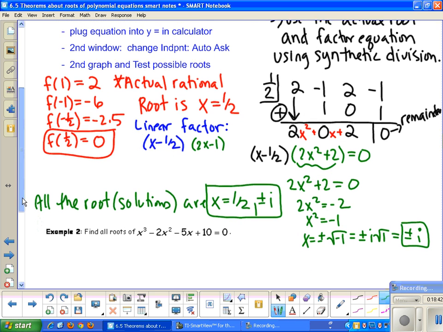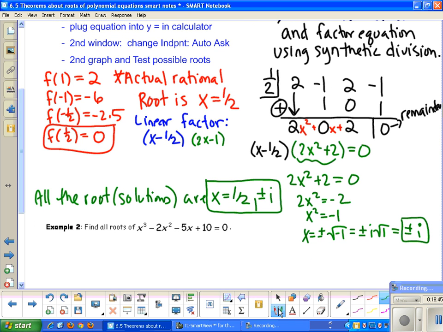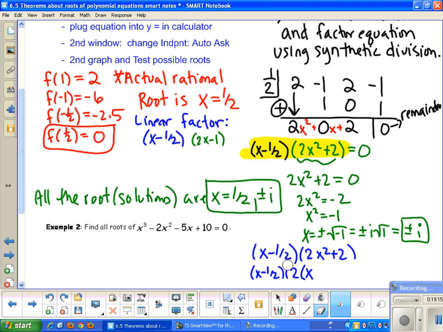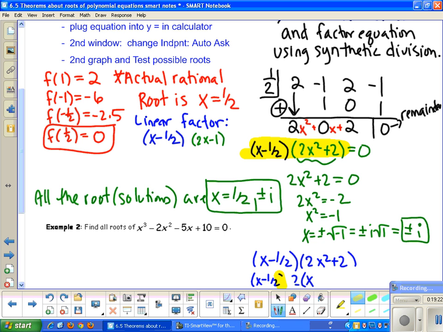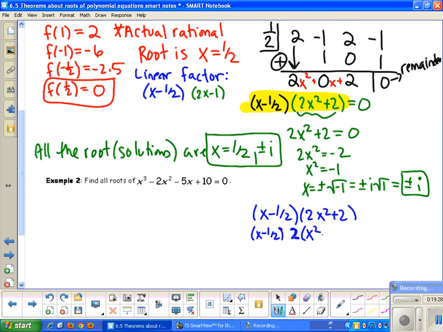Now, if it asks us to factor the equation, notice that this part right here that I have would be factored form, except it's not done, because notice that we have a GCF, 2x squared plus 2 can be factored out with a 2. So if I wanted to factor that further, I'm going to rewrite it down here, x minus 1/2 times 2x squared plus 2. Well, I can factor out that 2 right there. So if I factor out that 2, I have x minus 1/2 times 2 times x squared plus 1.